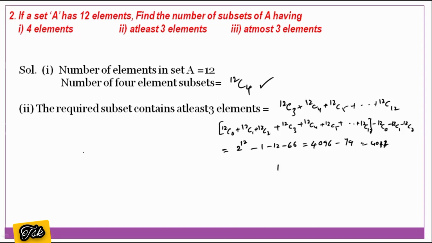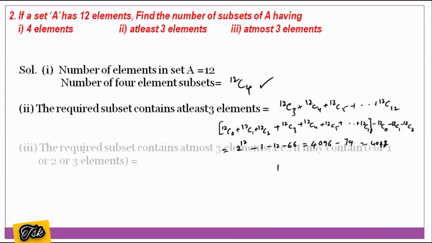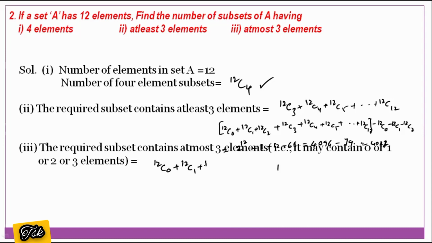Right, now we'll go to the subsets containing at most 3 elements. The required subset may have 0, 1 up to 3 elements. I can write it as 12C0 at most. At most means up to 3 elements, so there is 12C3. 12C0 is 1, 12C1 is 12, 12C2 is 66, and 12C3 is 12 into 11 into 10 by 3 into 2 into 1.